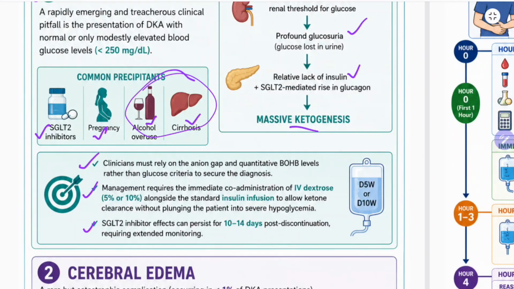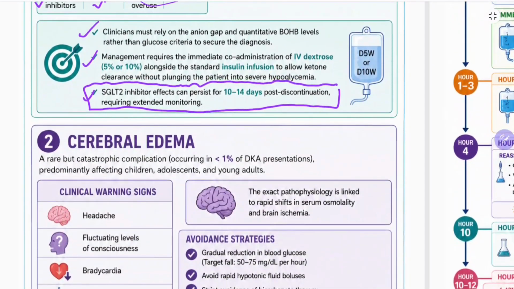SGLT2 inhibitor effects can persist for 10 to 14 days post discontinuation, requiring extended monitoring. This is an important point. So even if a patient develops DKA due to the use of SGLT2 inhibitor, the effects persist for 10 to 14 days. So we should monitor that patient for 1 to 2 weeks. A special point. Okay, for 1 to 2 weeks you should monitor this kind of patient. So that is one thing, euglycemic diabetic ketoacidosis.